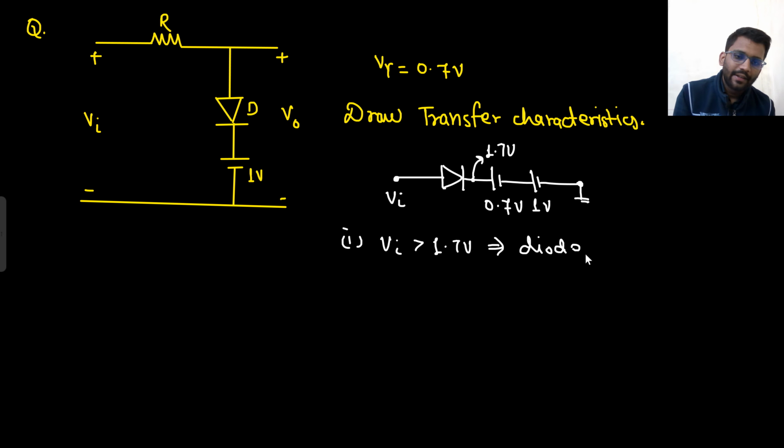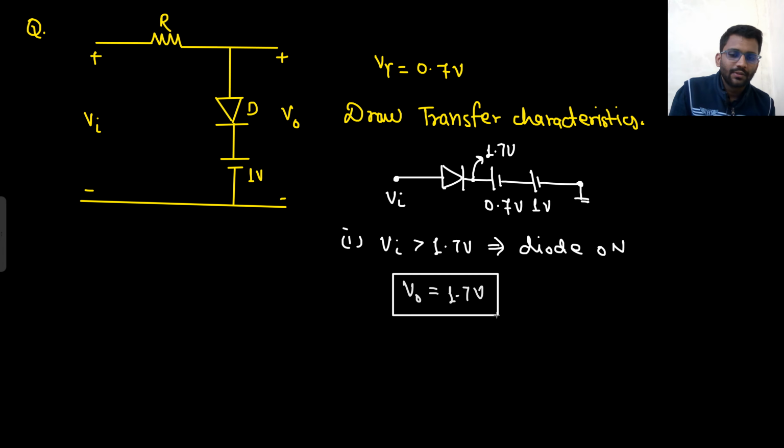First, when V in is greater than 1.7 volt, at that time the diode will be on. Tell me what will be the output value? No one should tell the wrong answer. What will be the output value? It will be 1.7 volt, right? Why so? Because the diode will be on and it will simply be replaced with the battery of 0.7 volt.